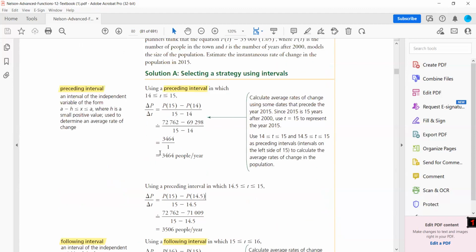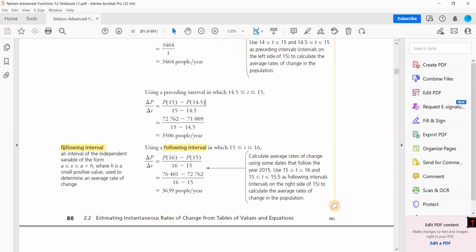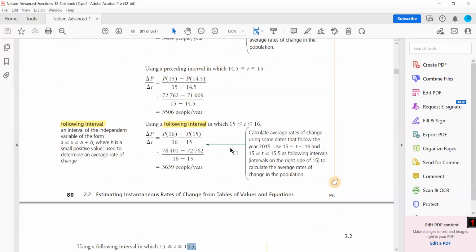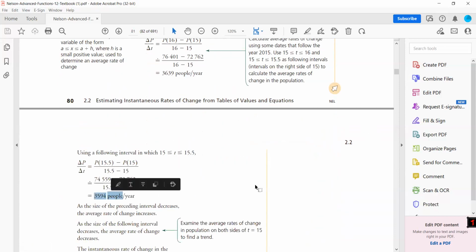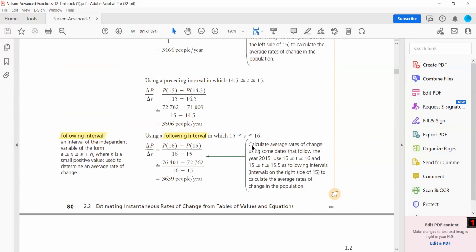Now, these were two examples where we used a preceding interval, that is lying before the point that we're interested in. And now we're going to use a following interval, where the second value we take is slightly bigger than the value we're interested in. So for this example, we use 16 and then 15.5. And you can see that we're getting closer and closer to the true value.